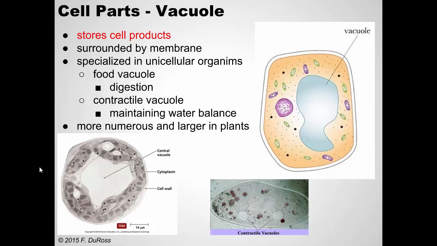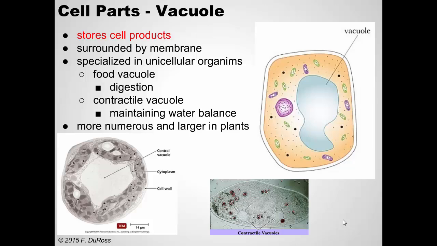Also, the single-celled organisms have contractile vacuoles. We saw these in the protist lab, where they bring in water because of osmosis. These organisms are constantly taking in water, and to eliminate that excess water, these contractile vacuoles basically pump it out, squeeze it out. It's another type of vacuole.